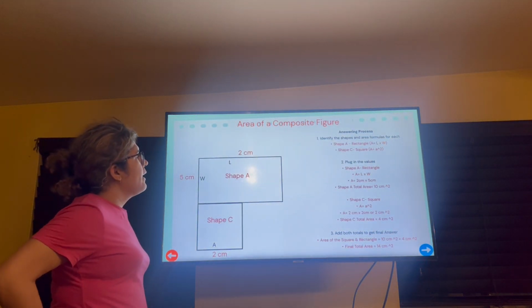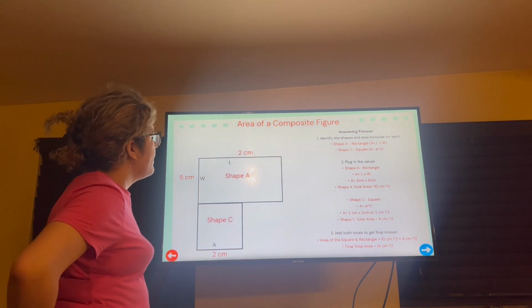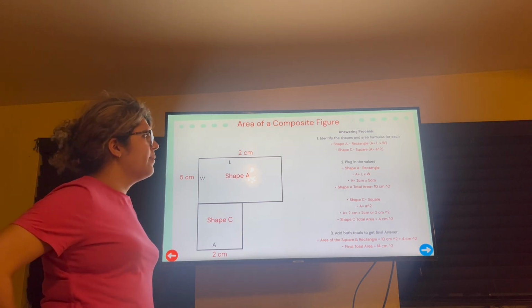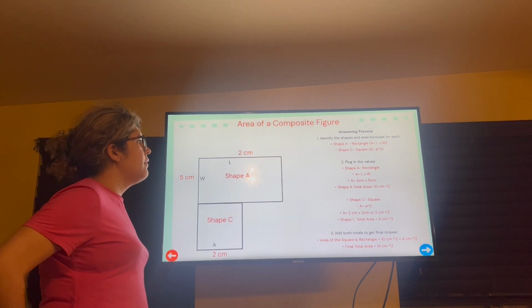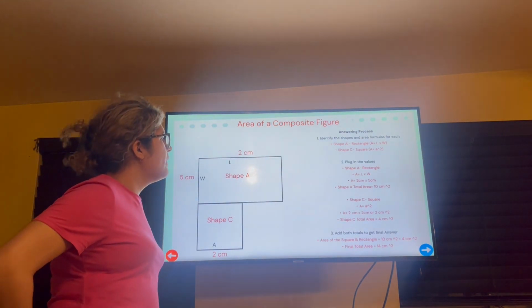Now, for solving the area of a composite figure, our first step would be to identify the shape. So we know that shape A is a rectangle and shape C is a square. And then the formulas for each of them. Rectangle is length times width, square is area equals a squared.